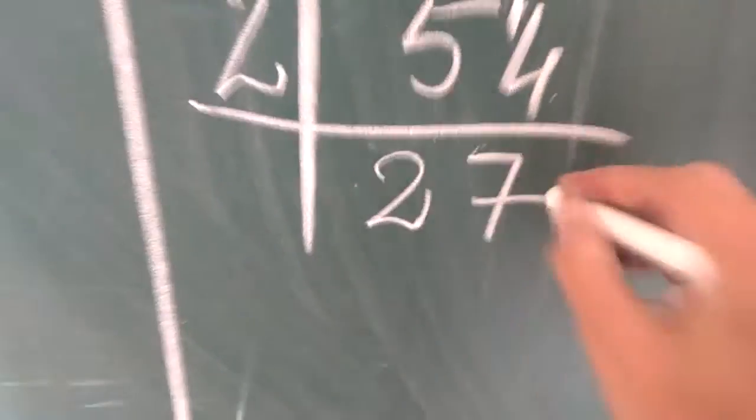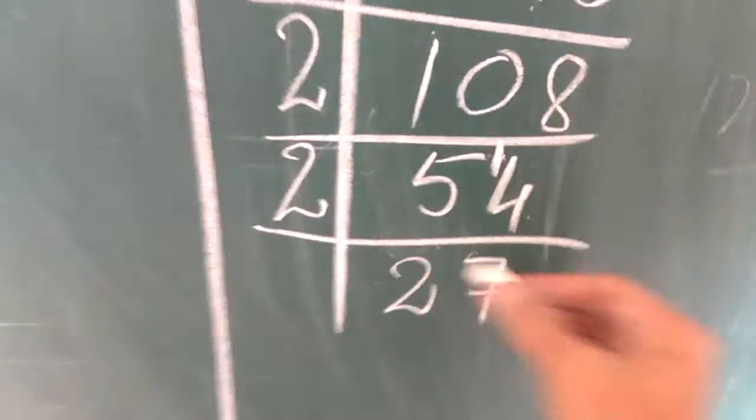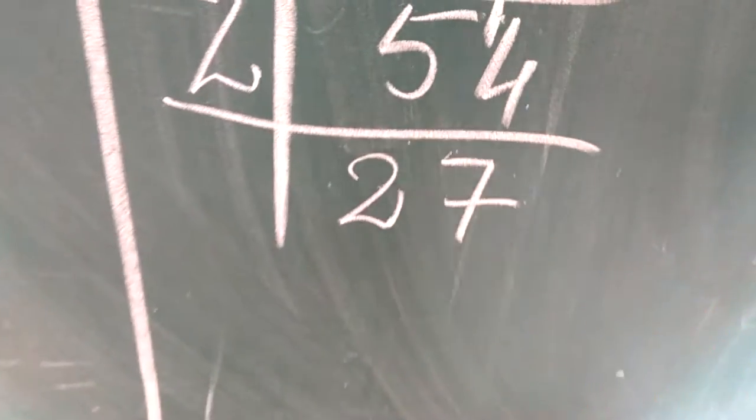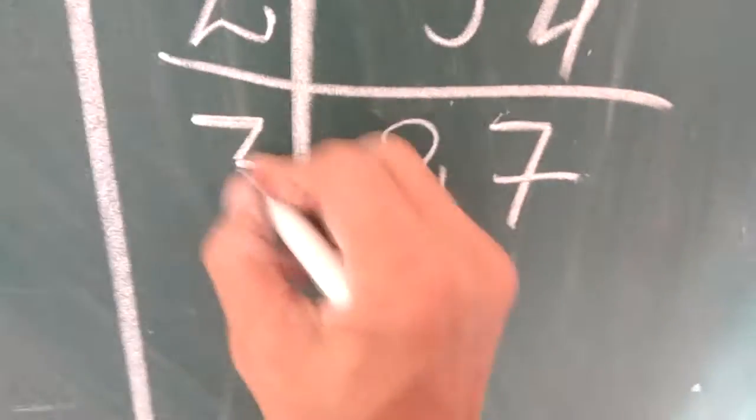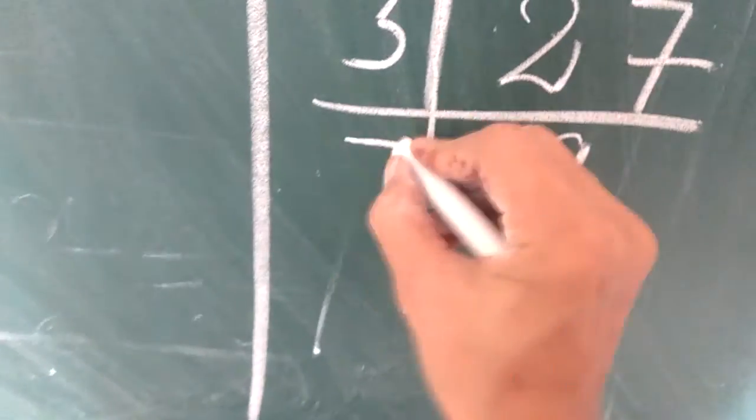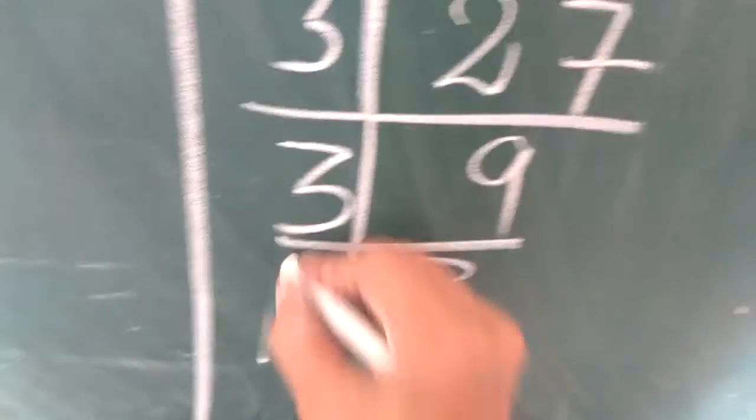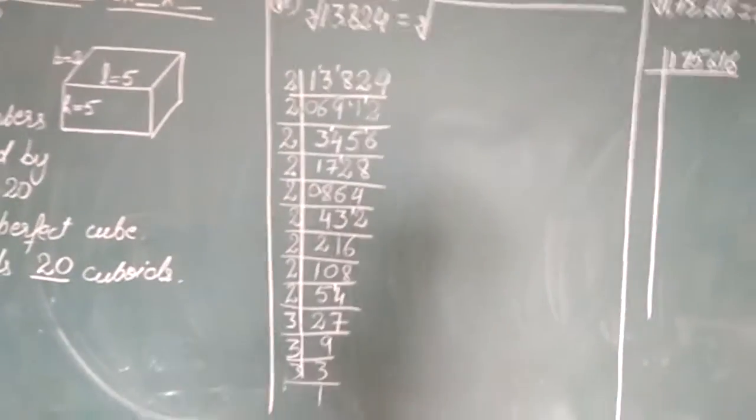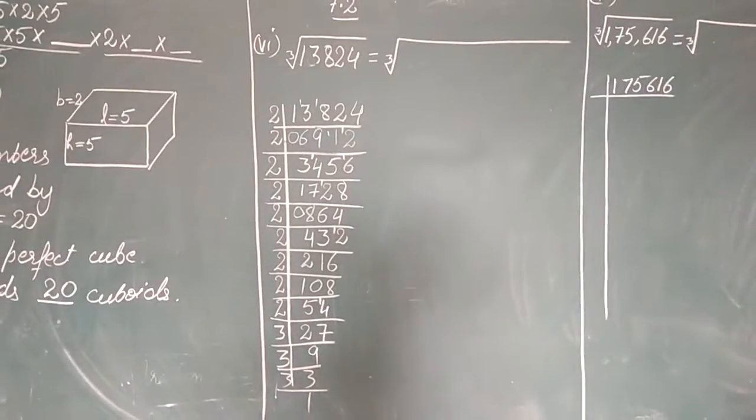2 7s are 14. Now 27, as you know that it is the multiple of 3, so we'll divide it by 3 now. 3 9s are 27. 3 3s are 9. 3 1s are 3. So dear students, in this way you'll get the prime factorization of this number.